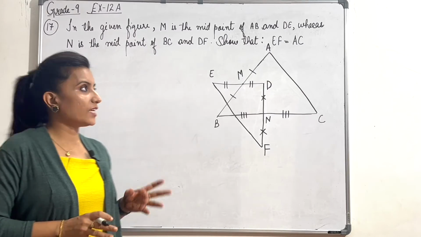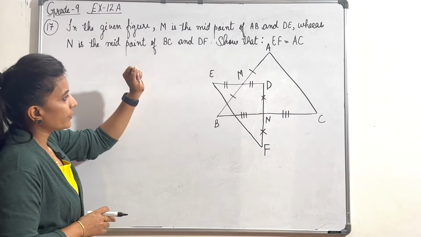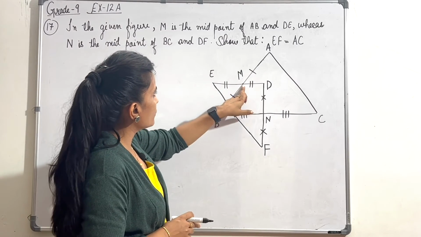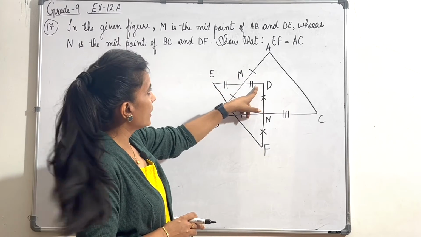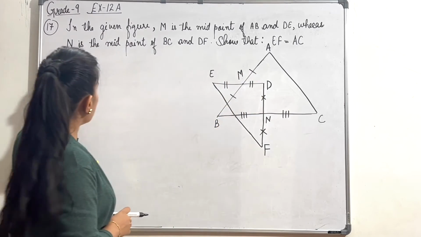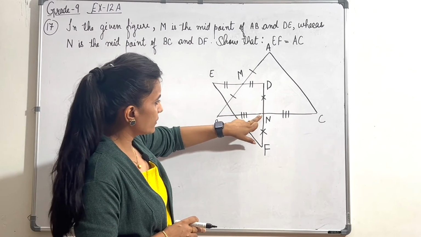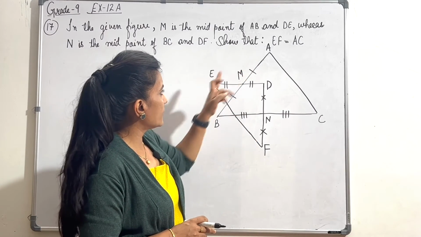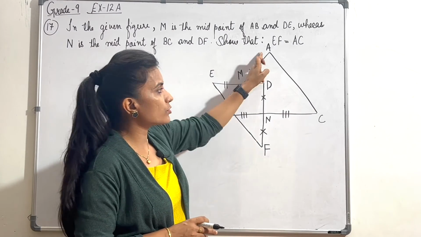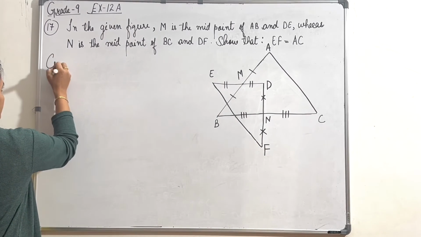Now let's take this last problem. So here in the given figure, M is the midpoint of AB and DE also. Okay, and N is the midpoint of BC and DF. And you have to show that EF is equal to AC. Okay, let's first write down what is given.